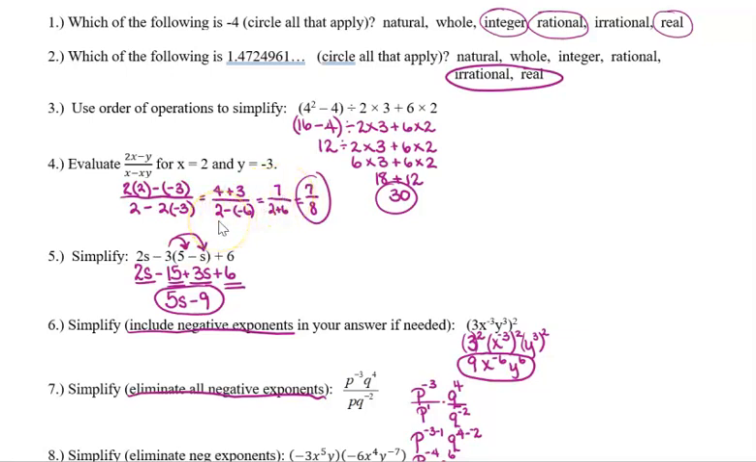And in my denominator, 2 minus a negative, again, remember minus a negative is plus. So that's going to be 2 plus 6. So 2 plus 6 would give me 8. So my answer there would be 7/8.